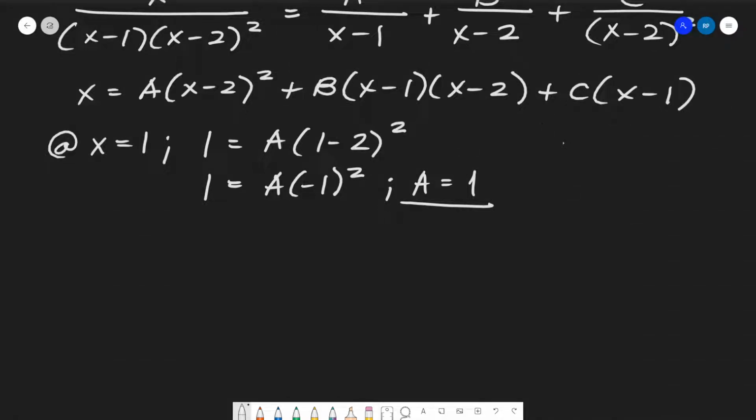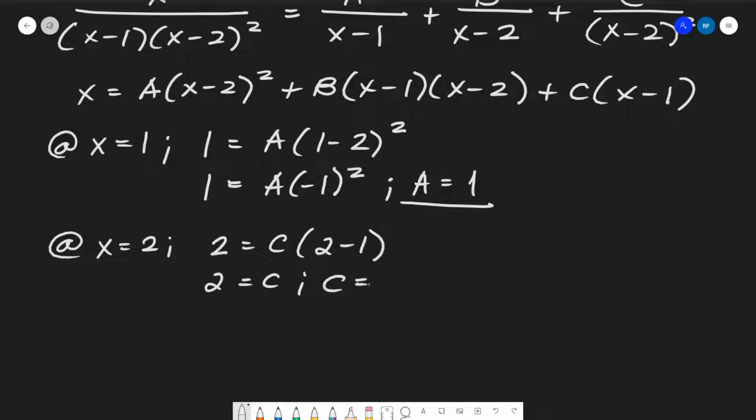At x is equal to 2, para mag-0 yung isa. So we have 2. Lahat nung may x minus 2 na factor, makakancel muna. So si A and B, si C na lang yung maiiwan. So we have C times 2 minus 1. So we have 2 is equal to C. Therefore, C is equal to 2. Ayan. Okay? Then last, no?